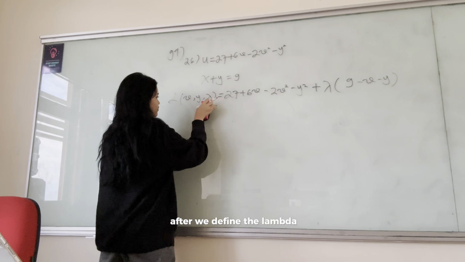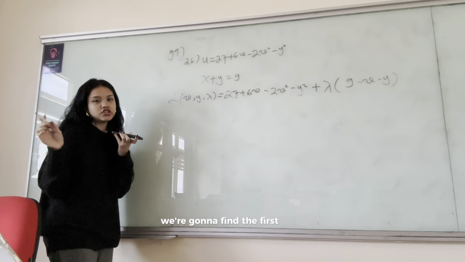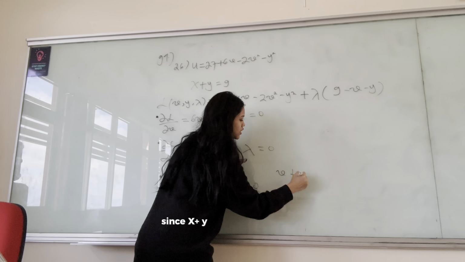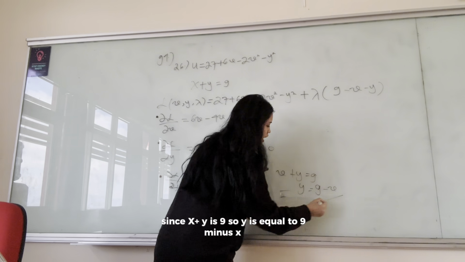After we define the lambda function, we find the first order condition, which is like a first derivative: y minus 4x minus lambda, which has to be equal to 0. Here are the first derivatives of each variable, and we have to find y. Since x plus y is 9, y equals 9 minus x.